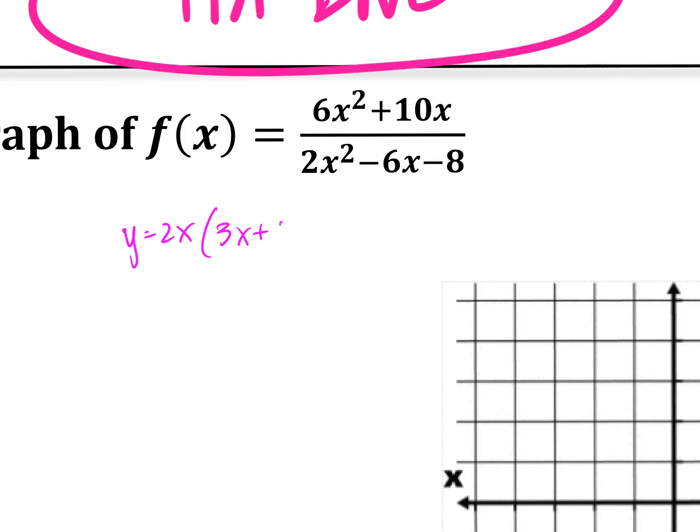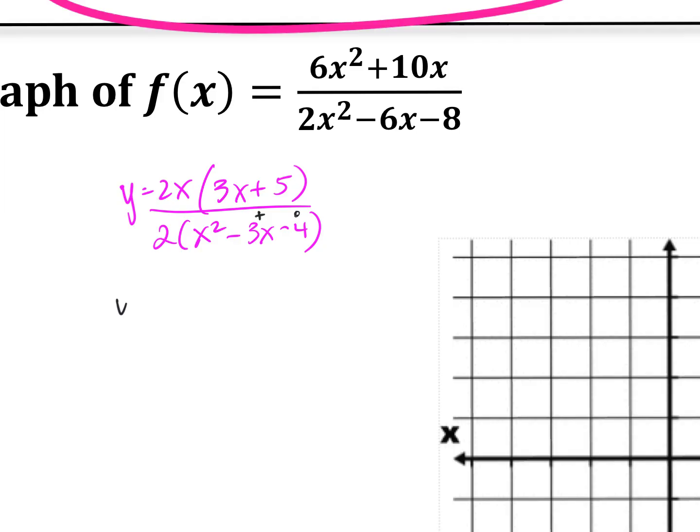3x plus, great. On the bottom, do I have a GCF to take out? 2, what's left? X squared minus. On the top, I can't factor this anymore because I can't do difference of squares right here. So the top is done. What can I do on the bottom right here? What multiplies to be -4 and adds to be 3? -4 and 1. Good job. So I'm going to say -4 and 1. And on top, I still have 2x, 3x plus 5.